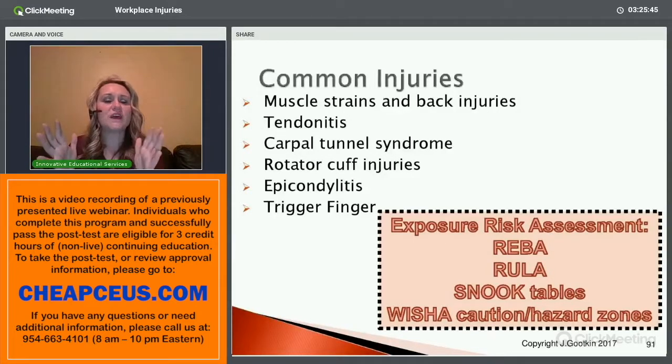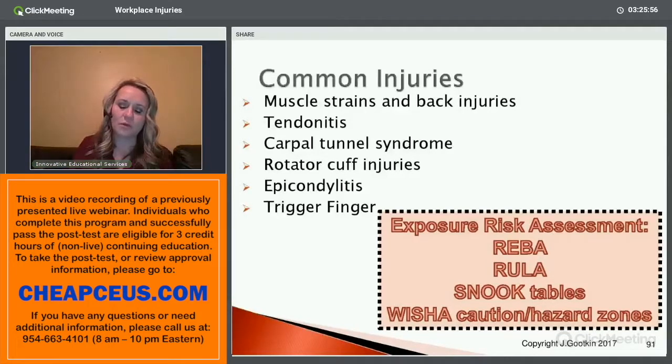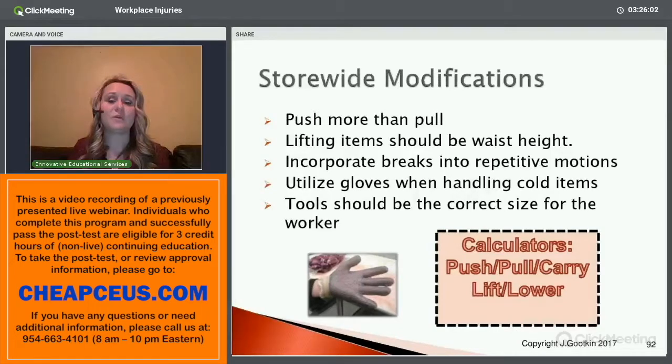It gives you ranges as to what's acceptable to be performing without injury. So it looks at risk assessment. Those take some time to go through, but they're really interesting if you want to look at some averages based on actual data as to what can safely be performed. We also have, to be more specific, push-pull calculators.